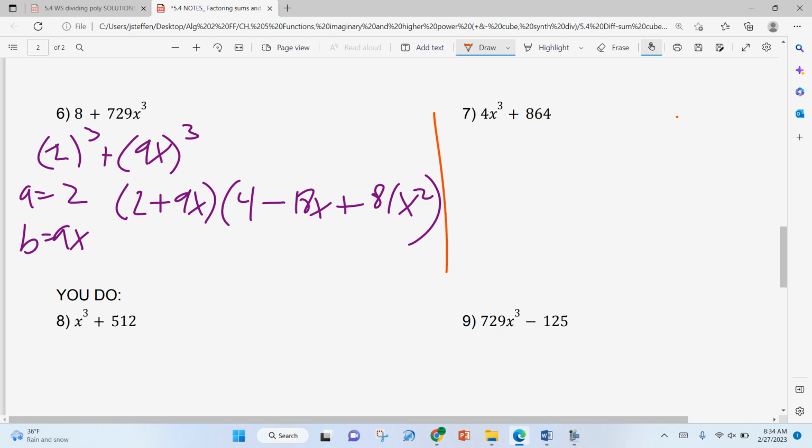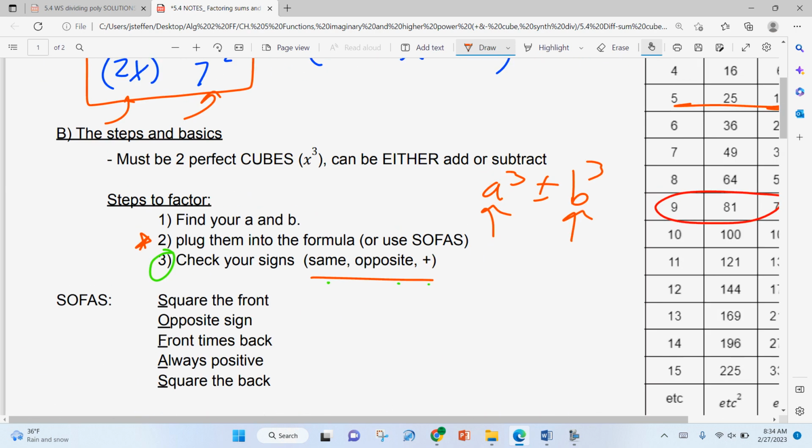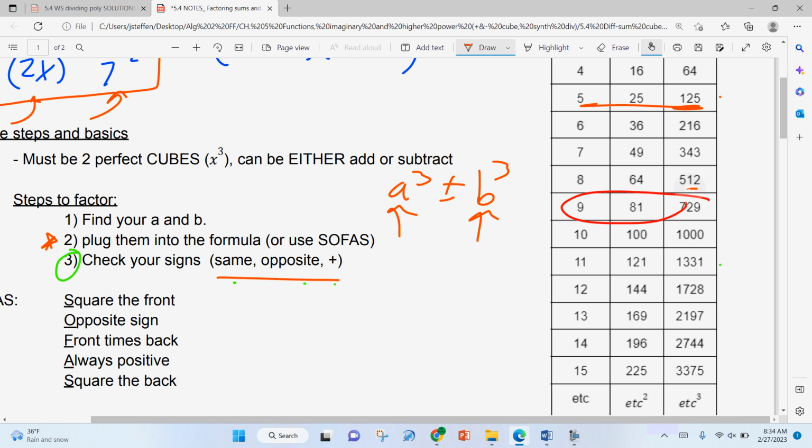4 doesn't seem like a perfect cube. If you check your list, 4 is not up there. Also, if you check your list, 864 is not up there. If you look, 864 would be between here. It is not up there.